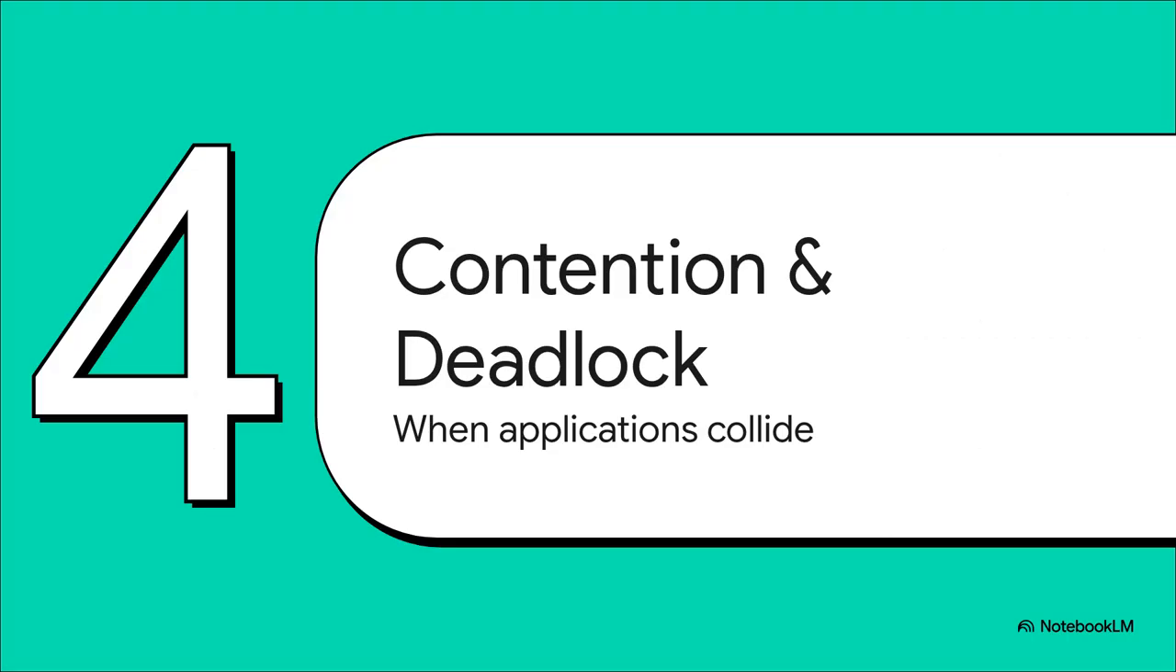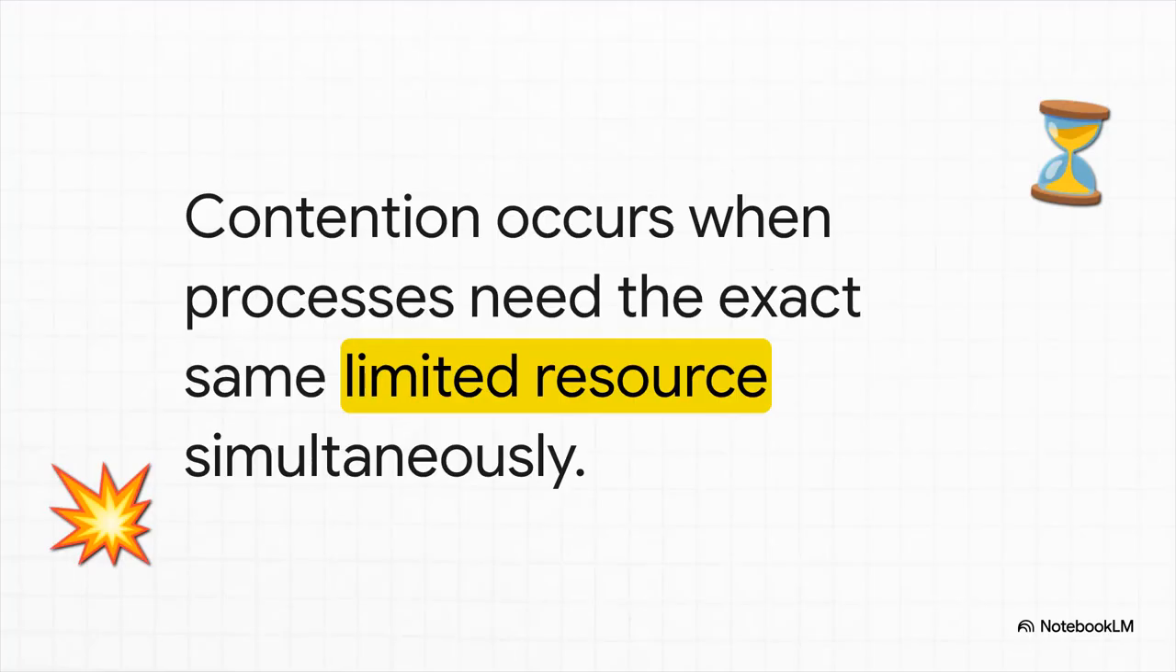Now for the drama. Section 4. Contention and deadlock. The first major issue here is resource contention. This happens when multiple processes need the exact same limited resource at the exact same time. Consider this real-world example from our source material. You've got a backup process running, and it's continuously reading your hard disk. But at that exact same moment, you're trying to use a video editor to load up massive media clips.